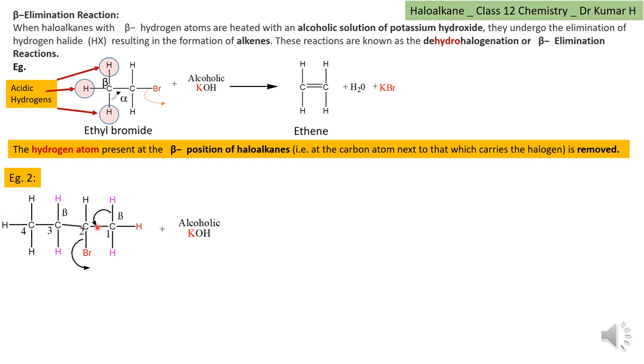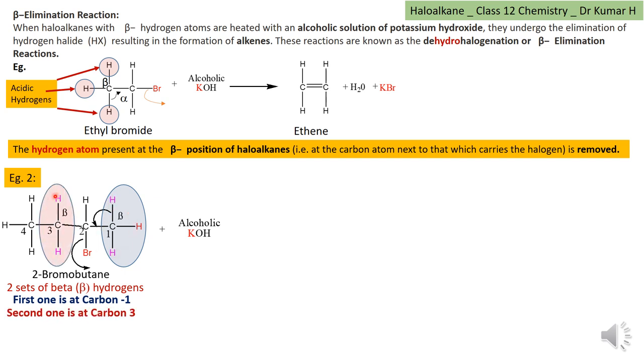As a result of the two beta carbons connected to the alpha carbon, the hydrogens on either side will become acidic. This is acidic, and this will also be acidic. Then which hydrogen goes out? Is it from the first carbon or the third carbon? In fact, it is from both the first and the third carbon. One H plus goes with the OH minus to give water.